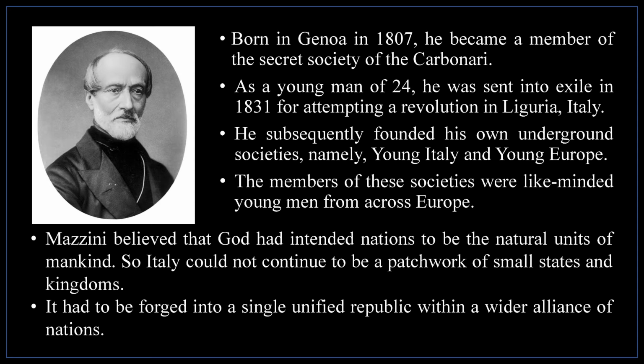Mazzini believed that God had intended nations to be the natural units of mankind, and so Italy could not continue to be this patchwork of small states and kingdoms. It had to be made into one single unified republic within a wider alliance of nation states. Following this model, many other secret societies were also set up all across Europe.